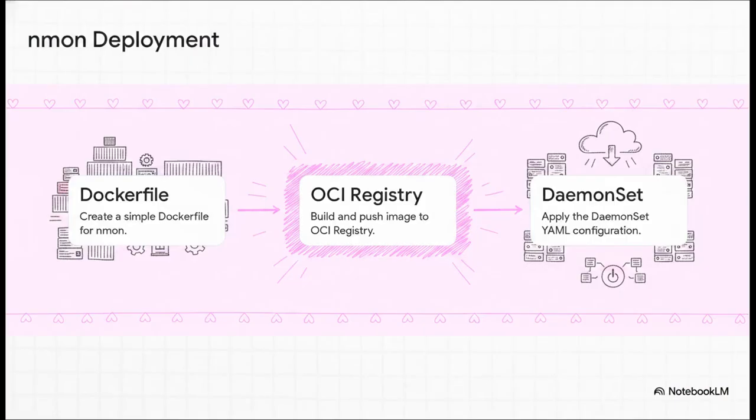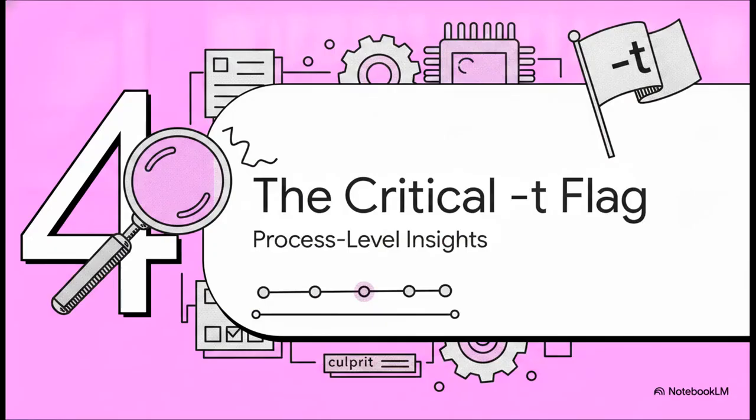Which brings us to part 3, deploying via containerized DaemonSets. To catch anomalies across an entire cluster, doing things node by node manually just isn't going to cut it. We have to deploy this toolkit efficiently. Step 1. You create a simple Dockerfile for nmon. Step 2. Build and push that image to your Oracle Cloud Infrastructure Registry. And Step 3. Apply the DaemonSet YAML. This simple 3-step process guarantees that nmon runs continuously and consistently on every single node in your cluster, with 0 manual setup required.